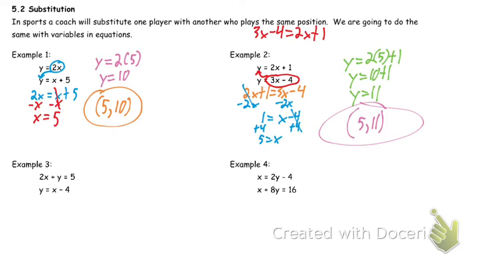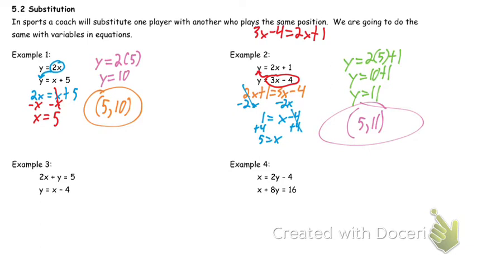Example 3: 2x plus y equals 5 and y equals x minus 4. Now, in the previous examples, we had y equals in both of the equations. Do we have y equals in both of the equations here? No, we only have it in one. But we still know y is equal to x minus 4, okay?